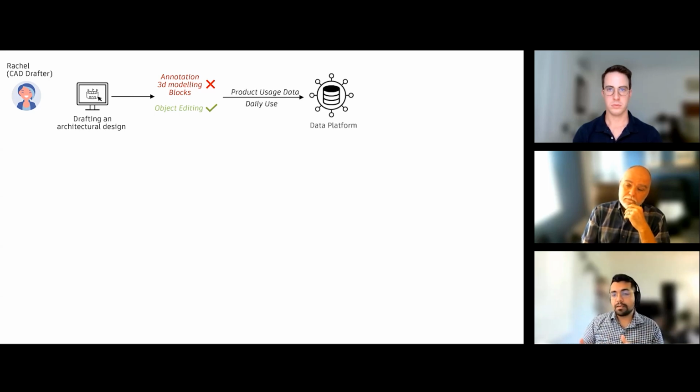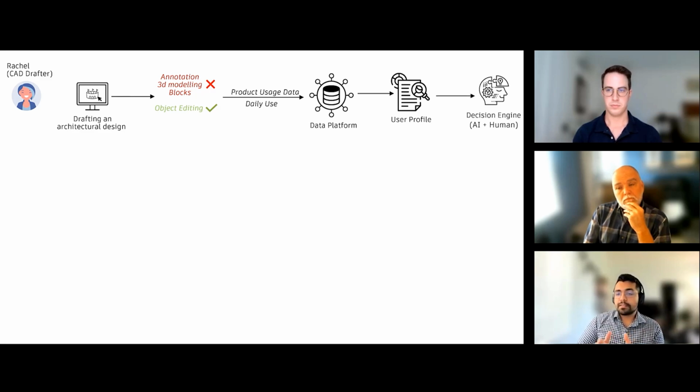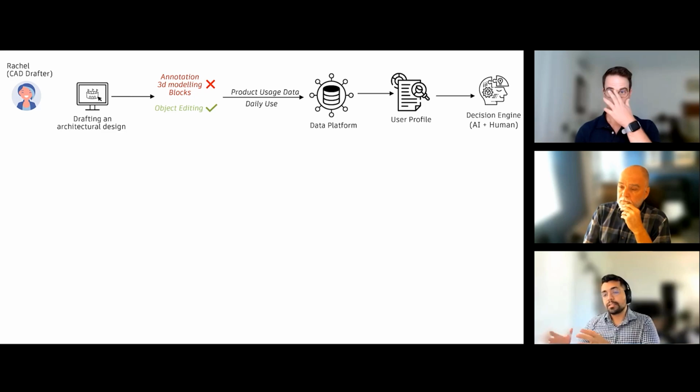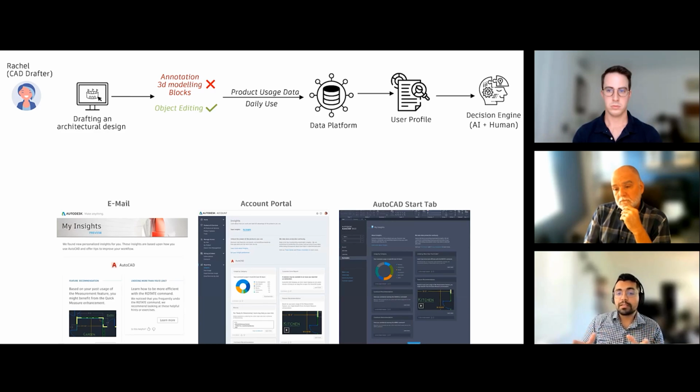And now as she starts working on the project and starts creating that product usage data, this starts flowing into our data platform and in turn starts enriching and updating the user profile that we have on Rachel, which combines all the different data elements that I just spoke about in the earlier slide. This data in the user profile then gets sent to the decision engine, which is the core of our overall platform, which combines that AI plus human intelligence of our AutoCAD experts and curates the different insights for Rachel and publishes them back to her in the form of these 3 delivery channels that Brian spoke about earlier, which are email, account portal, and AutoCAD Start tab.